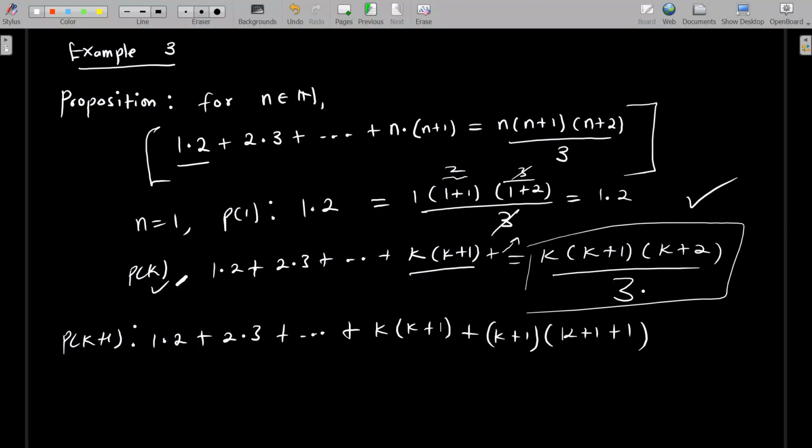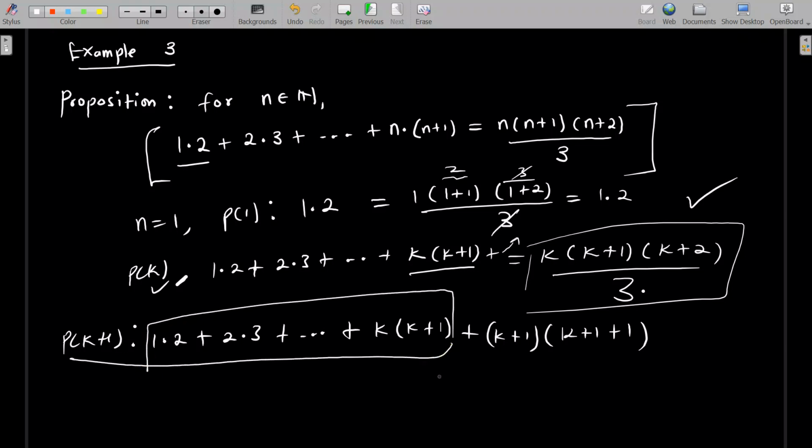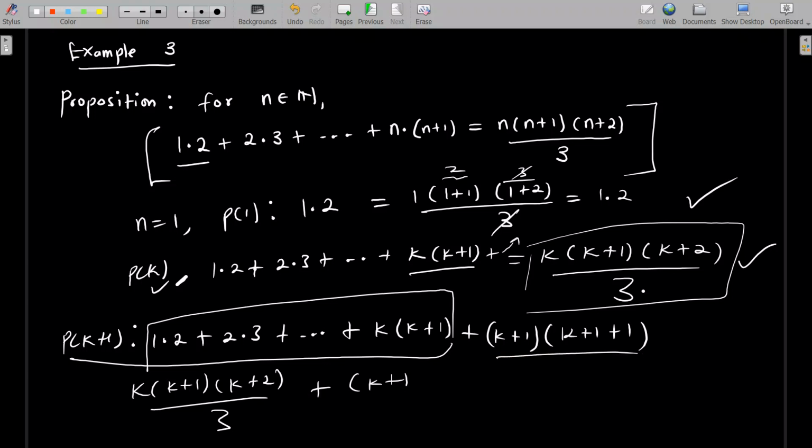So you can leave it like this, right? But this side has been given as this. So you come and put it there. K into k plus 1, k plus 2 over 3 plus k plus 1 here, k plus, you can make it 2, right? That is k plus 2.